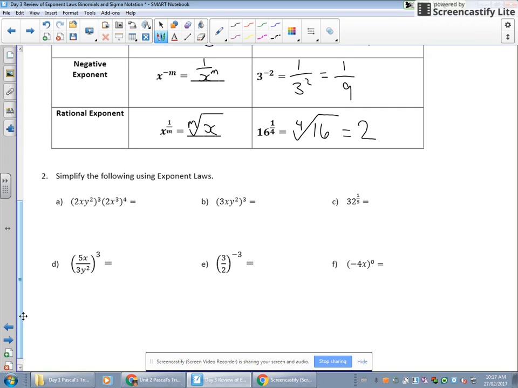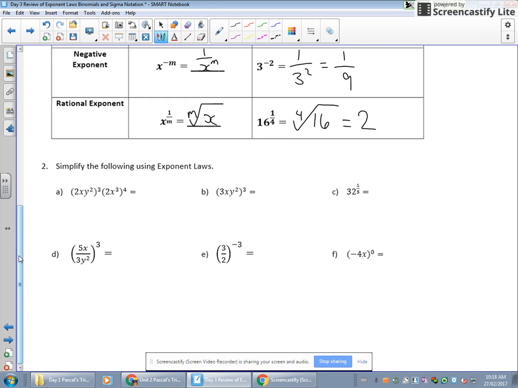So we're now going to apply those by simplifying the following expressions. Again, I encourage you just to go through and try to solve these first on your own, and then you can check with my answers.